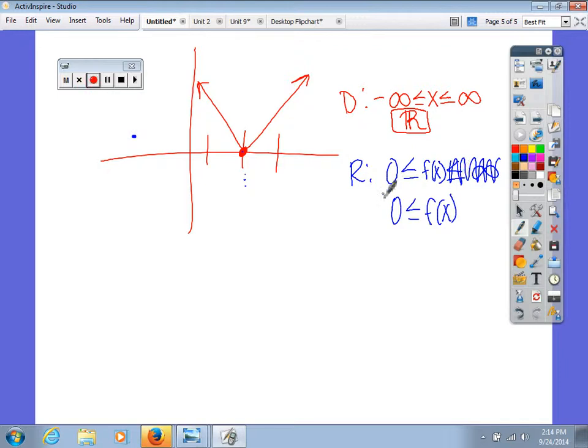The only thing you need to know, though, for EOC purposes, is that if f of x is the second thing you see, they could also write it like this. They could say f of x is greater than or equal to 0. So either one of these would be the correct answer. You got it? Any questions about that? Okay, awesome.